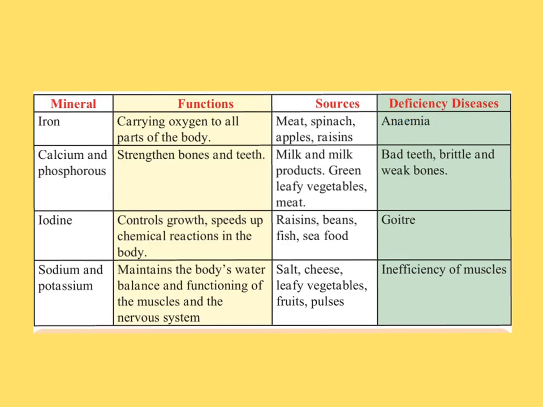Now let us see what is deficiency of iron. Which deficiency disease will we get if we are not taking proper intake of iron in our body? The deficiency disease is anemia. Now what is this anemia? Iron helps in carrying oxygen to all the parts of our body. But if we are not taking proper iron in our diet, then we will feel very tired because every part of our body requires oxygen. So deficiency of iron will cause anemia.